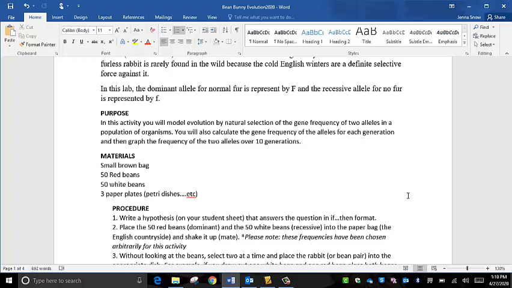So this activity has two parts. It has the answers, so it has the activity and the questions, but then I'm also going to be grading your graph as well. So you have to make sure that your graph includes all of those parts, like a title and labels and scale and all those things, okay?